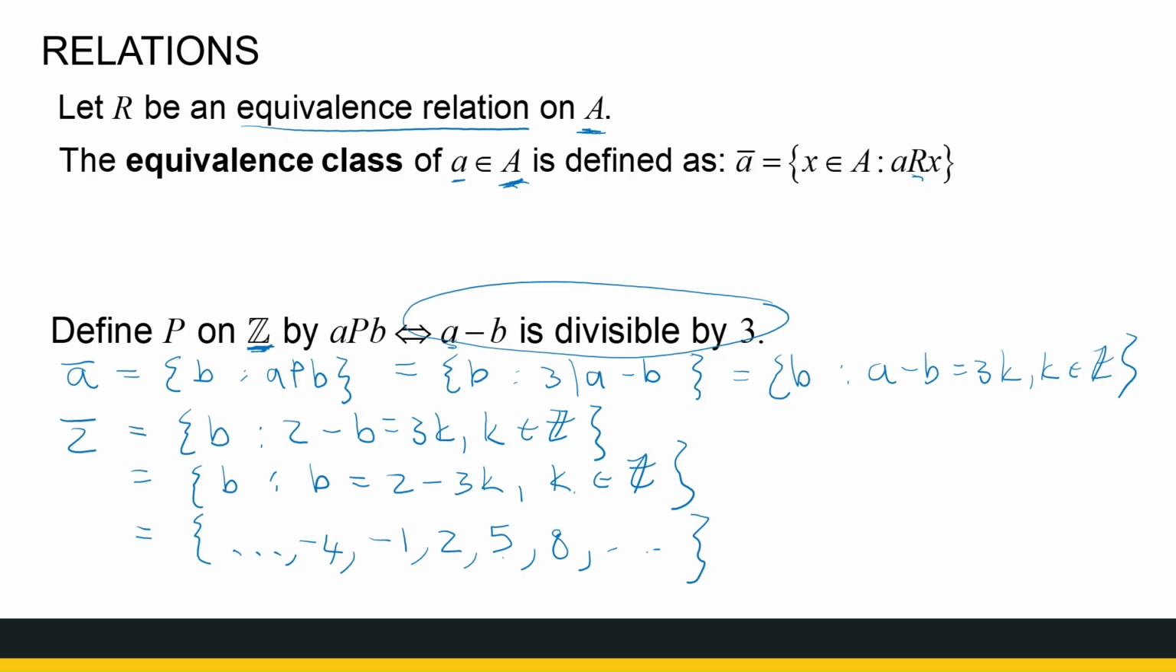So let's look at another number. Let's look at 5. We've got the same equivalence relation. So if I look at 5, the equivalence class of 5 is all the X's, whatever letter you want to use, such that 5 minus X is equal to 3K, where K is an integer.